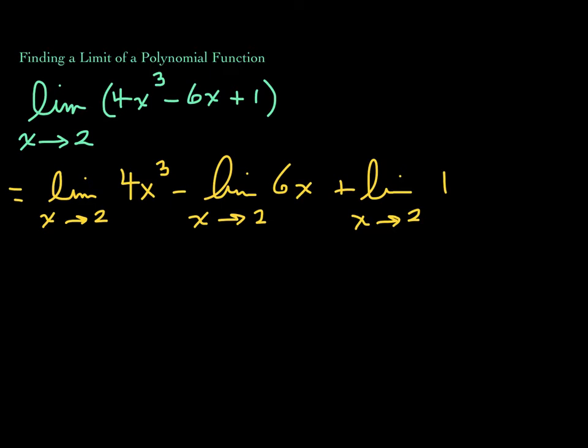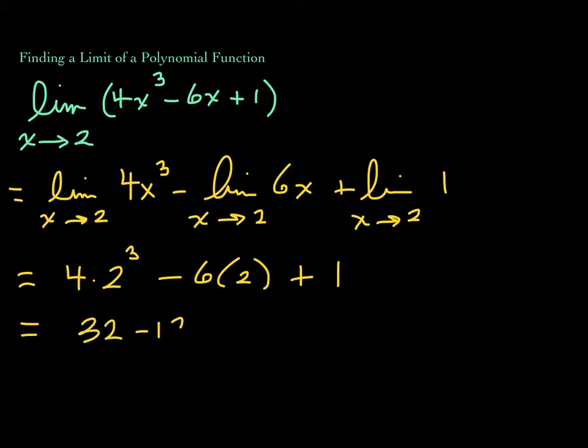So here we go. You're going to see me say 4 times 2 cubed. So I just plug 2 in. Minus 6 times 2. So I just plug 2 in. And then by the constant rule, that last limit is just 1. So what is this? 4 times 8, which is 32, minus 12, plus 1, right? All of this is equal to 21. 21 is the limit of this cubic polynomial function as x approaches 2.